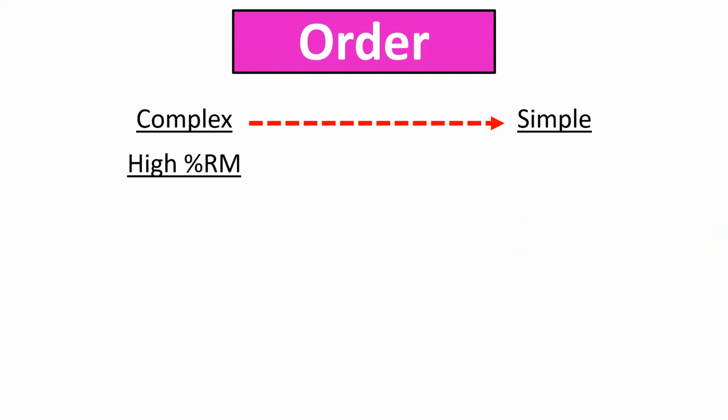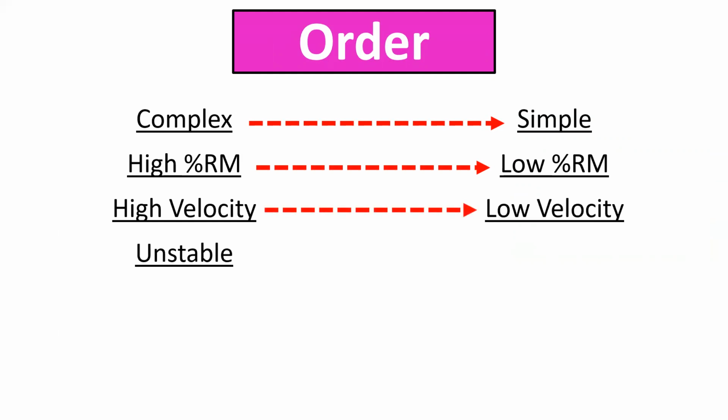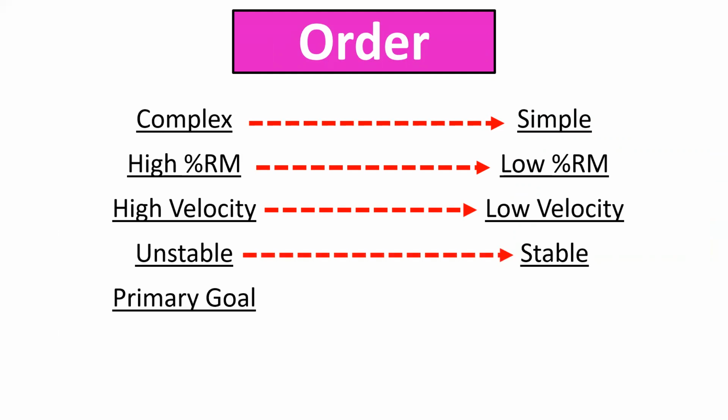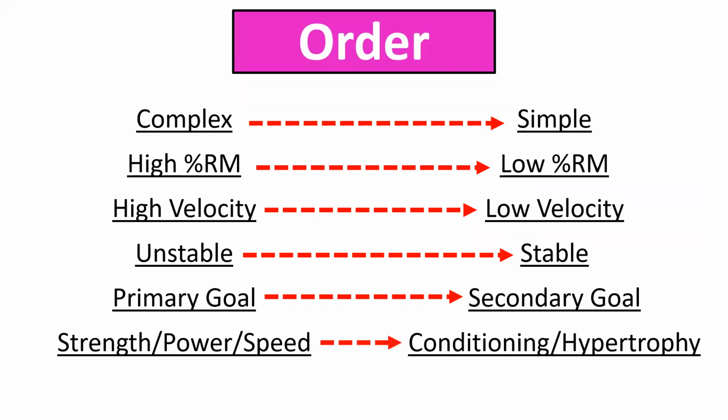Okay, so our general rules are whatever's complex, do that first. Simple stuff, do it later within the session. Next, what's the highest percent RM, or what's the heaviest to what's the lightest? What's the fastest to the slowest? The most unstable or unsafe to the most stable and safe, whatever's the primary goal to whatever the secondary goals are, and strength, power, and speed exercises before conditioning and hypertrophy exercise. Okay, so whatever your training session looks like, it should have these basic rules followed.